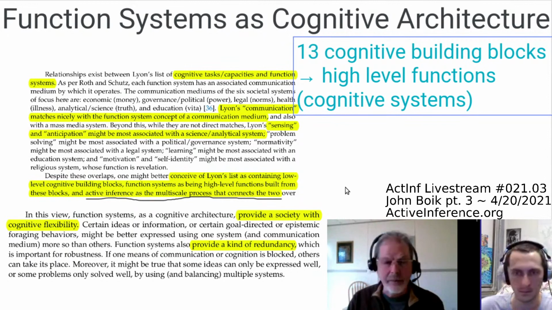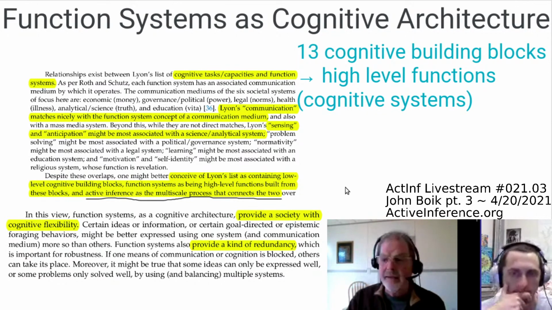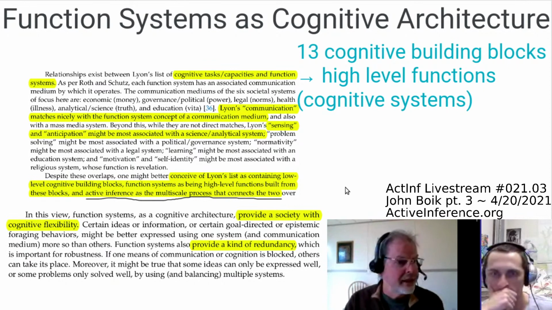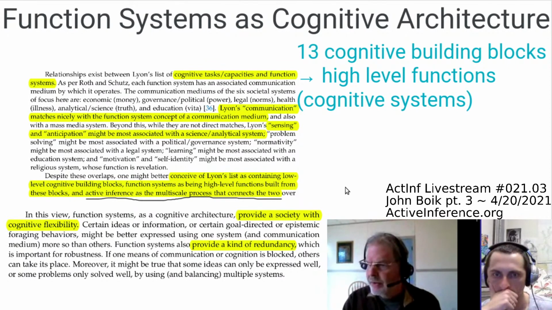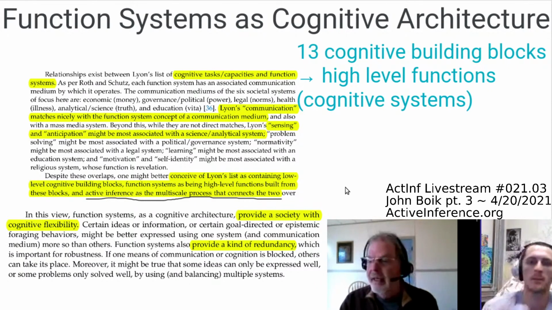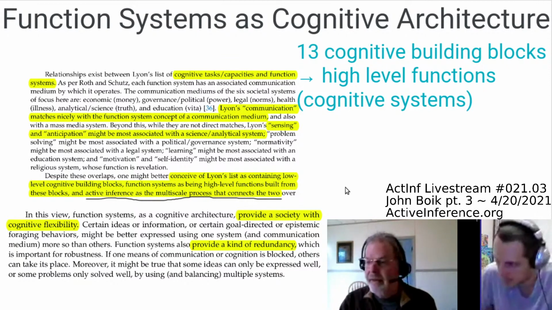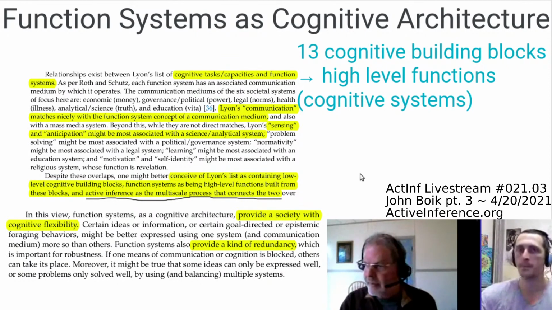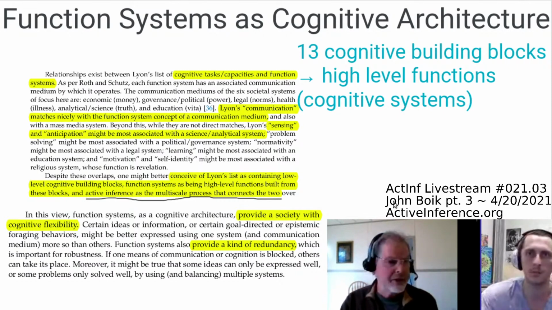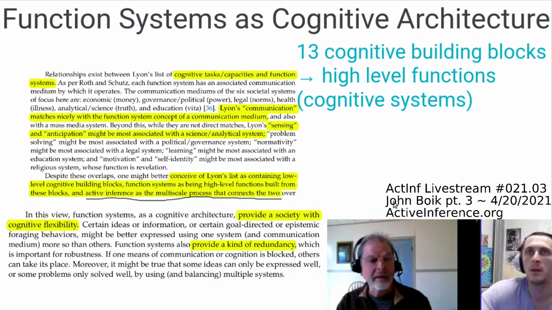An education system might involve all 13 tasks, but might particularly involve the tasks about learning, for example. So we can think of the list as containing low-level cognitive building blocks, and function systems as being the higher-level functions built on top of these. And then we can think of active inference as the multi-scale process that connects the two. And these function systems then provide a cognitive architecture that provides a society with cognitive flexibility.